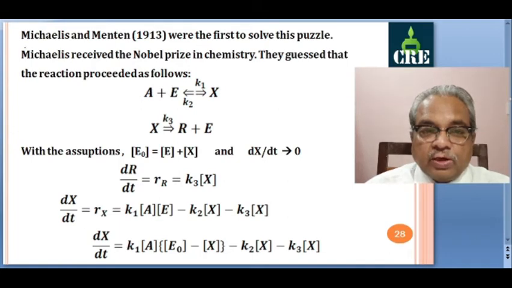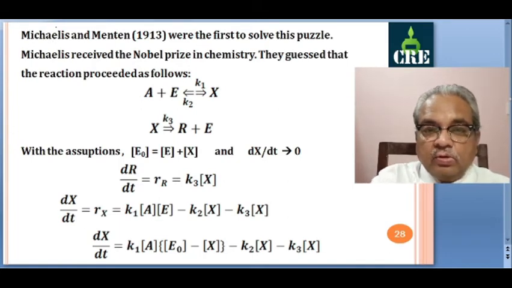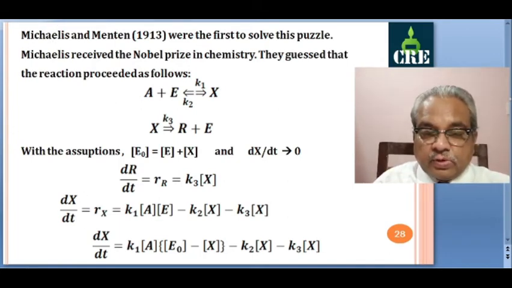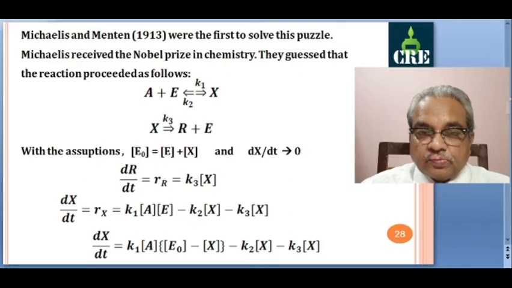So we have Michaelis-Menten type kinetics. Now this kinetics you are aware of. We have studied this kind of rate laws in chapter number 3. We have seen problems also. So in 1913 they proposed this mechanism and got the Nobel Prize in chemistry for this.